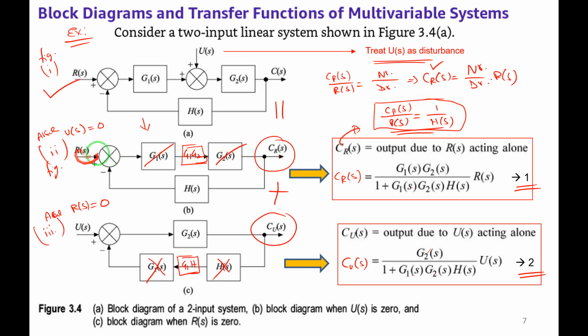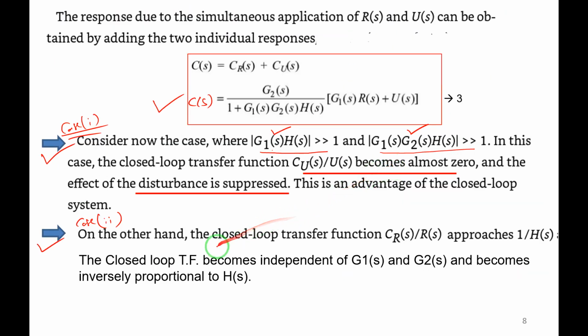Whenever there is only R input, U of S is 0. We can observe here, this is a transfer function. There are two inputs, R and U, but here there is only R input. U of S is 0. So the transfer function of such a system is CR of S by R of S is equal to 1 by H. We can observe that it is inversely proportional to the feedback element. The transfer function does not depend on the G1, G2 blocks here. It depends only on the feedback element H of S. Right? I hope you got it.